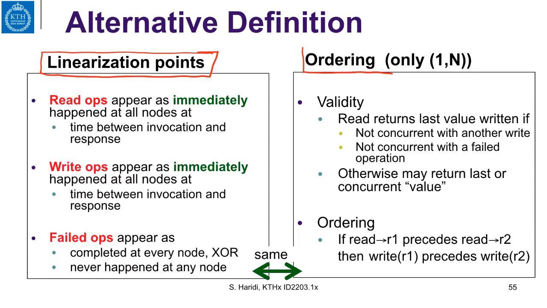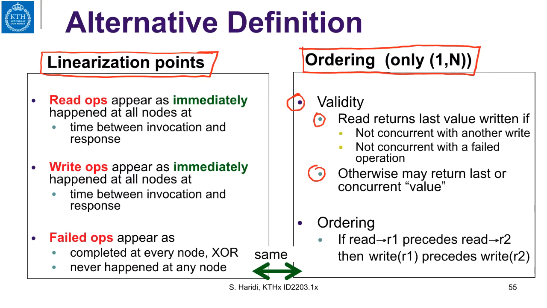In fact, in this case, we can extend our regular register definition of validity. If you remember validity from the regular registers, it says a read returns the last value written if it is not concurrent with any other write or with any failed operation. Otherwise, it will return the last value written or the concurrent write.